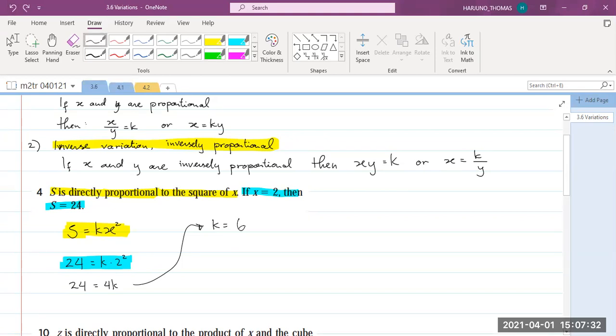So from here we get K equals 6. Therefore, the equation is now S equals 6x squared. Now, this is the constant of variation, and this is the equation. That's for number 4. That's very easy. Okay, that's the equation, or that's the formula.